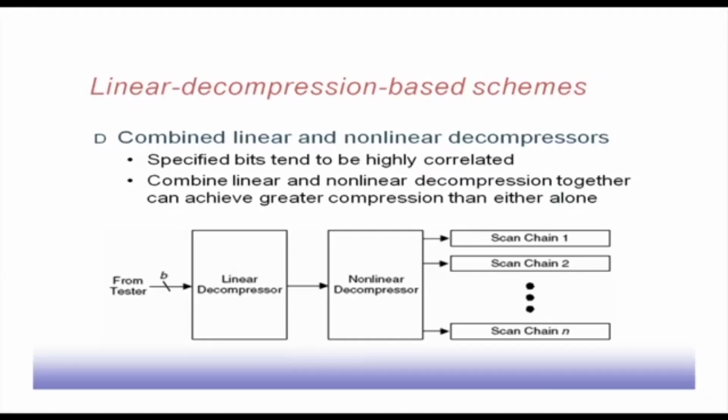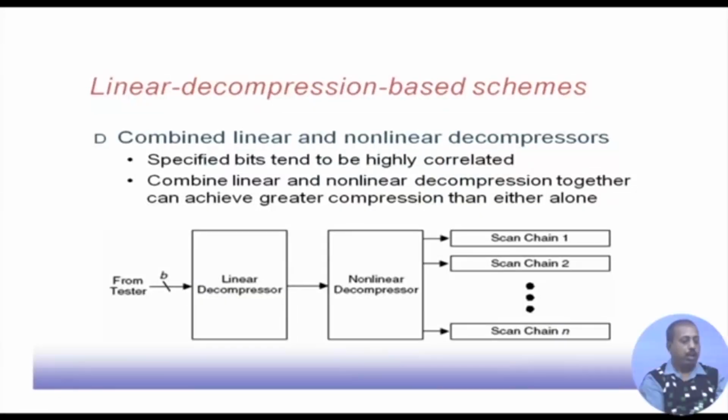So, if we are doing a linear decompression, that may give rise to, if we take, say, the difference of two successive patterns, a large number of zeros. After this linear decompression has been done, if we do a non-linear decompression, maybe by run length coding or dictionary based coding, there is a chance that we will achieve further compression. So, combined linear and non-linear decompression together can achieve greater compression than either of them. That way it is going to be helpful.